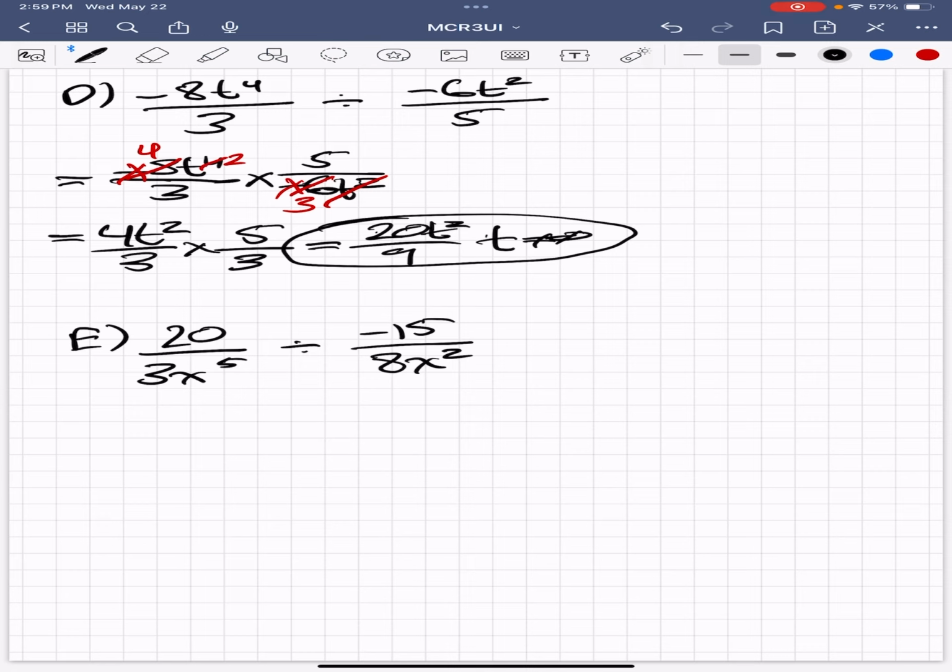Moving on. Now we're going to move on. We have another division statement. So what we're going to do here is we're going to flip and multiply.